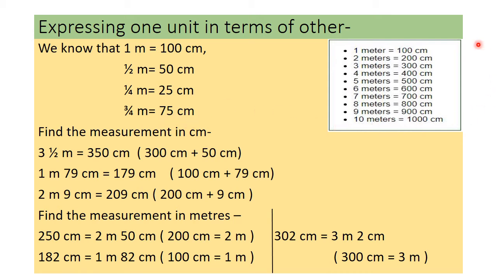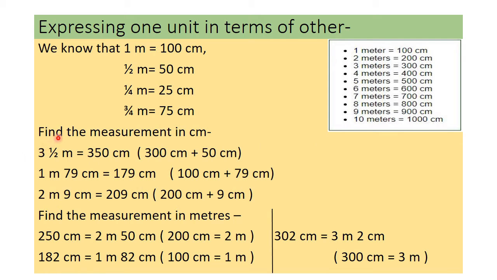So you just have to go through this chart. We know that 1 meter is equal to 100 centimeters, so 2 meters is equal to 200 centimeters. I have simply multiplied 2 by 100 centimeters. So in 3 meters we have 300 centimeters, in 4 meters we have 400 centimeters. So you have to just go through this chart and see how I have converted the meters into centimeters.